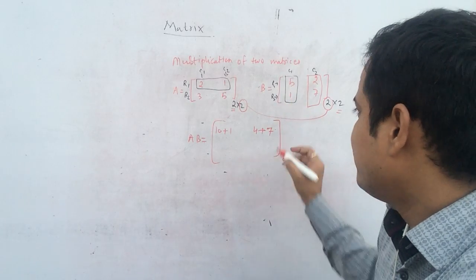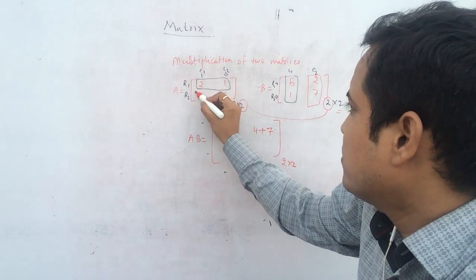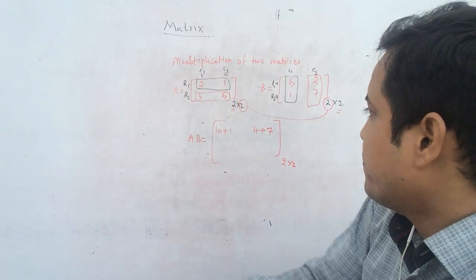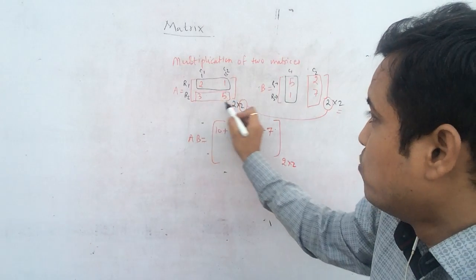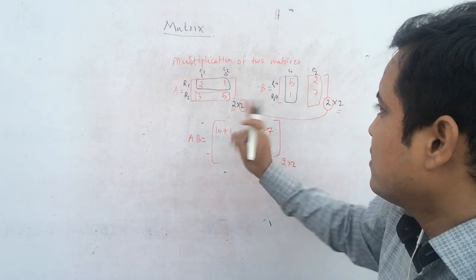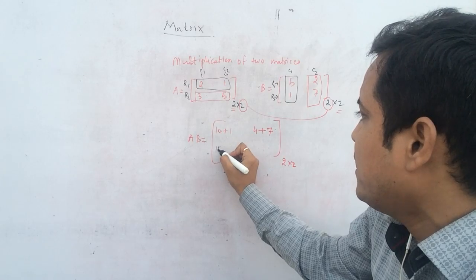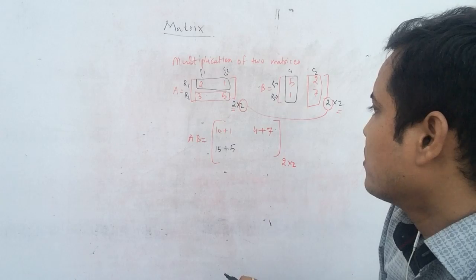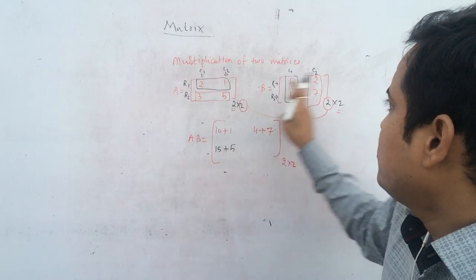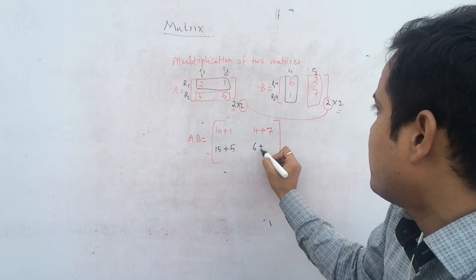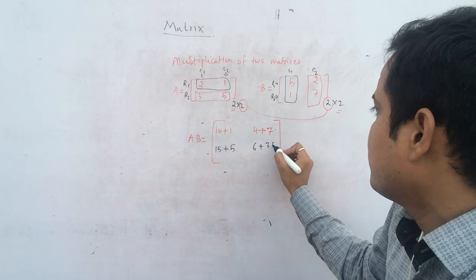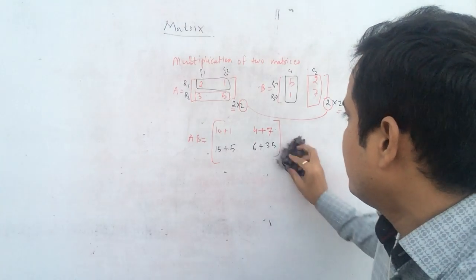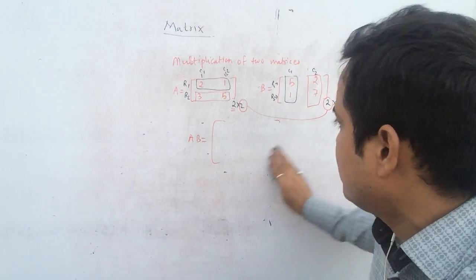Now let's apply this on this question. Here row 2 will multiply with column 1, like this: 3 5s are 15 plus 5 1s are 5. Now 3 2s are 6 plus 5 7s are 35. If I want to put the notation, I can also write it for you if you want.